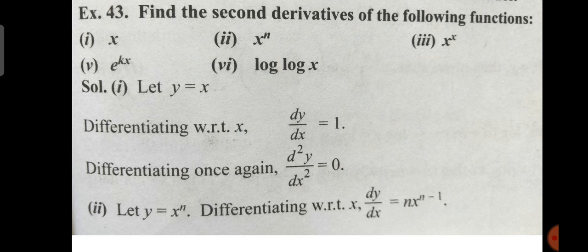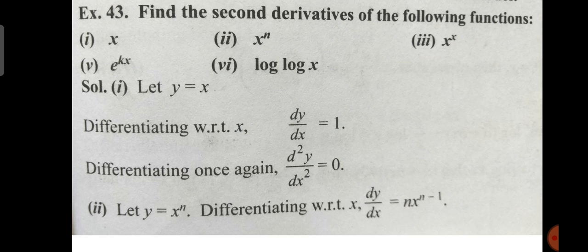Some problems have been given. y is equal to x, a simple problem. y is equal to x, dy by dx is 1. Then what is the second derivative? You have to differentiate dy by dx one more time. The derivative of a constant is 0. So d square y by dx square is 0.